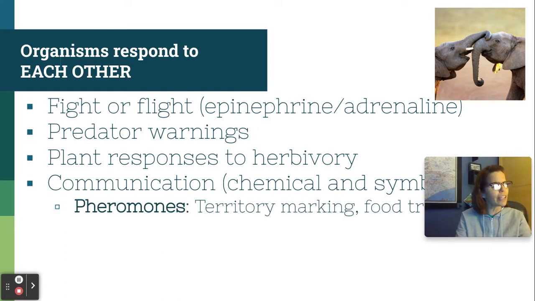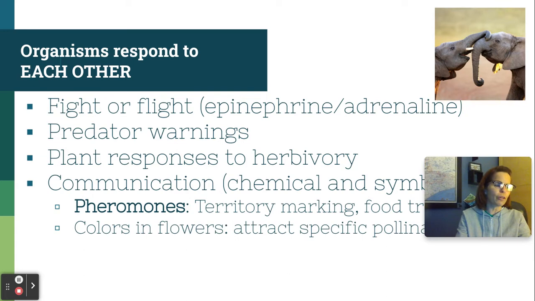There's chemical communication, like pheromones. They can pee, like we see the big cats and dogs, they pee. When I say big cats, I don't mean house cats. I mean like lions and cheetahs, that kind of thing. They pee to mark their territories. We saw ants that lay down food trails to tell other ants where to go for food. And even alarm calls can be communicated through pheromones.